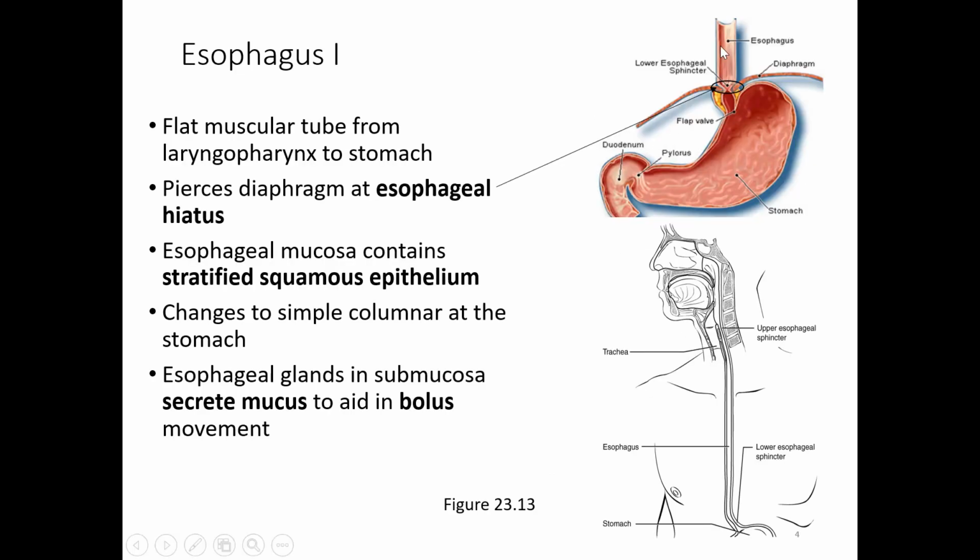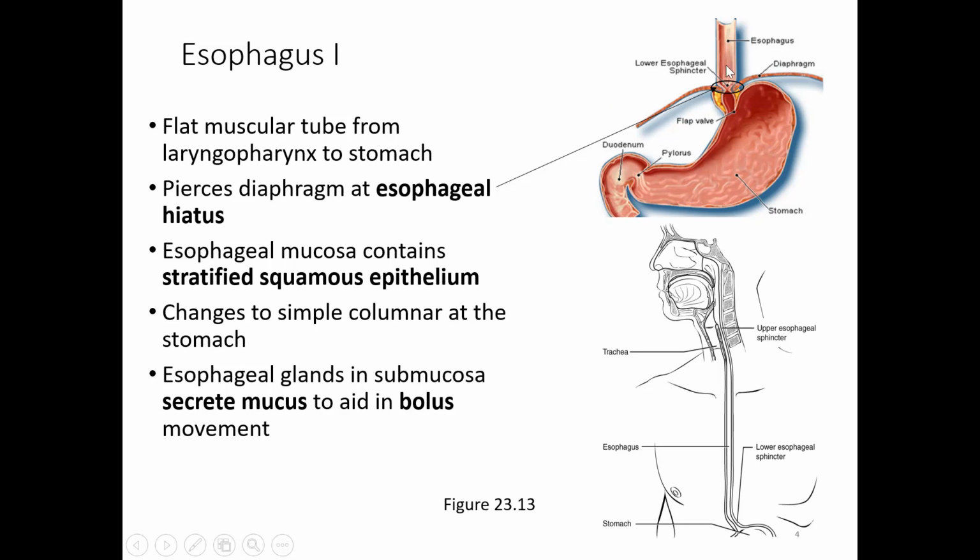But first, the esophagus. So the pharynx continues to the esophagus, and it's a tube that connects the pharynx to the stomach. As soon as it goes down and penetrates the diaphragm right here in this place, which is called the esophageal hiatus, soon after that it enters the stomach. And right above that esophageal hiatus, there is the lower esophageal sphincter that can close the esophagus for a while.